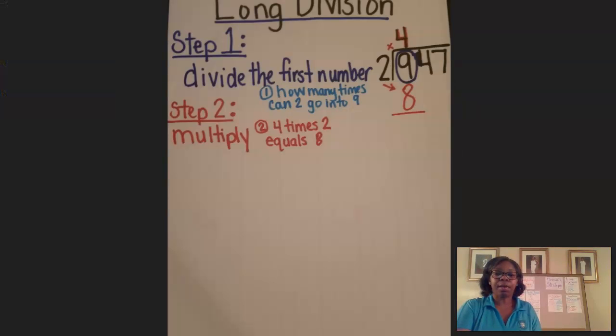Step 2 says that we're supposed to multiply. You're going to multiply the number that you put up top times the 2, and we get 8. 4 times 2 equals 8.